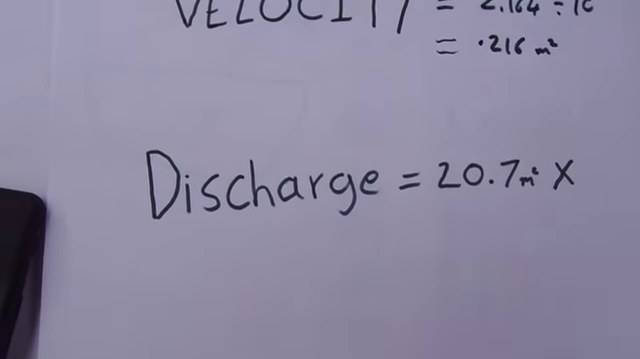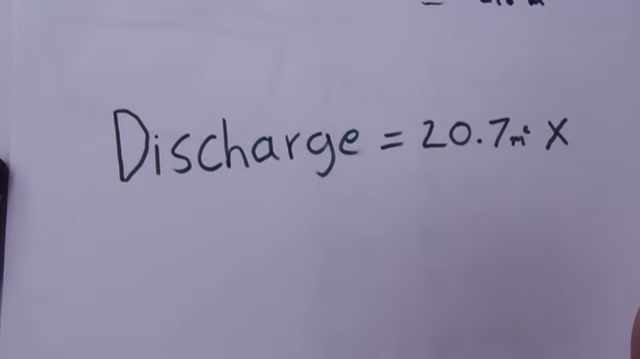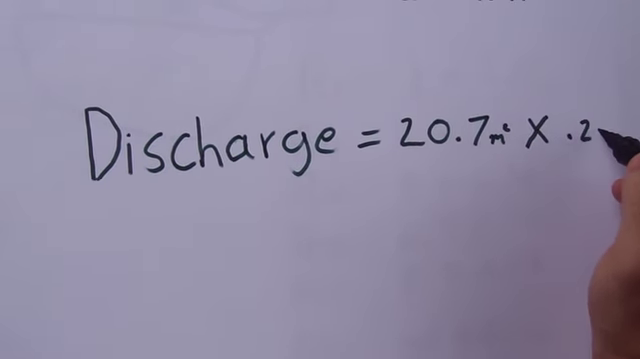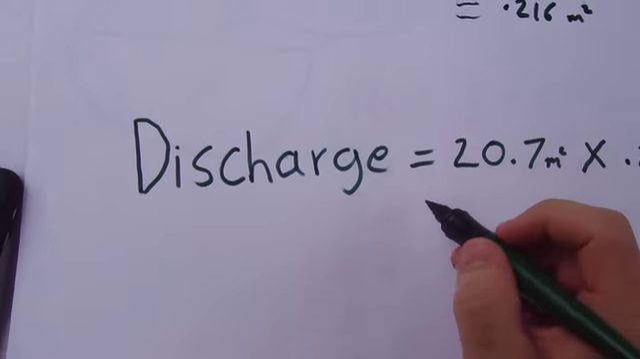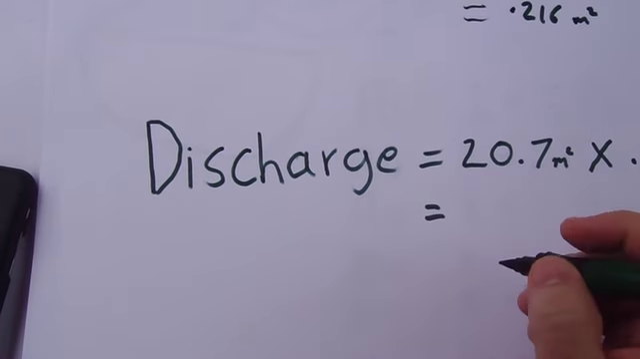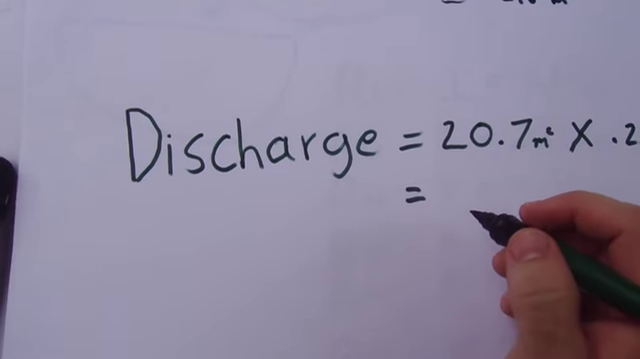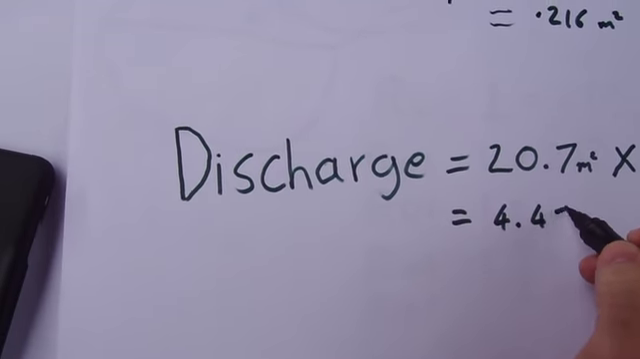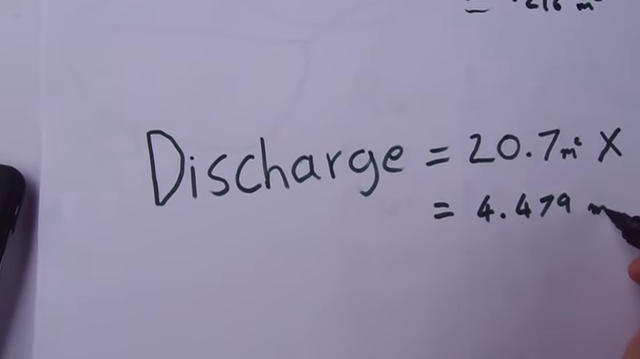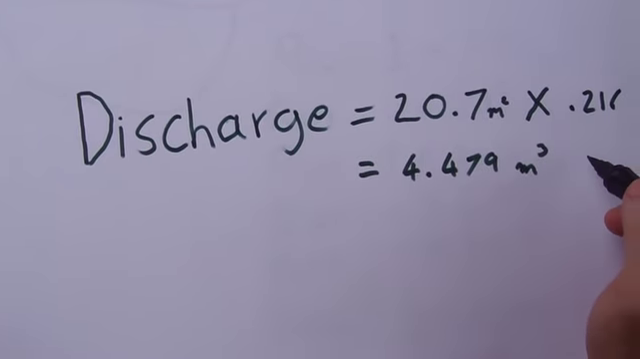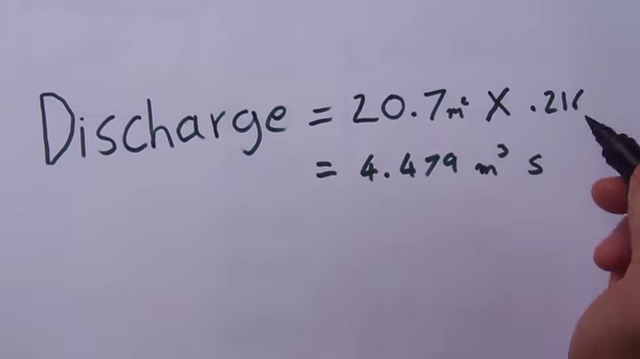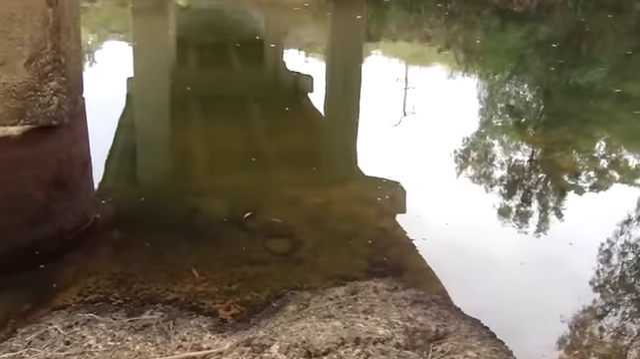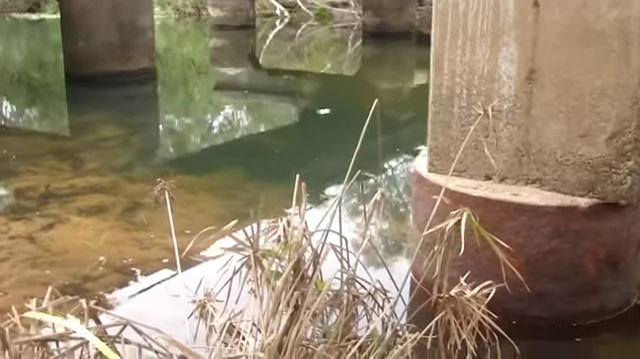Now to work out our discharge, we'll just multiply that with our area. So that gives us a discharge or a flow rate of 4.479 metres cubed per second, and that's our stream flow rate for this creek.